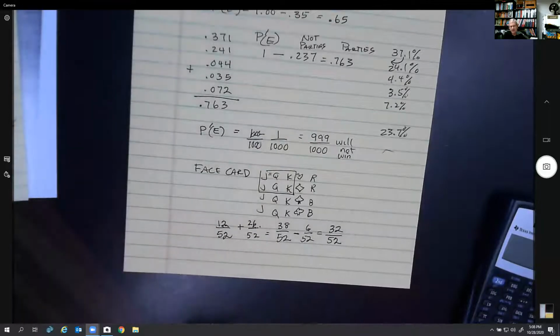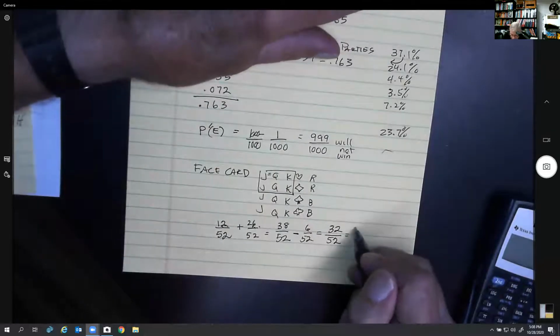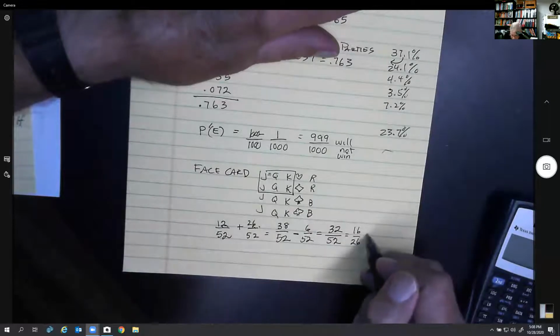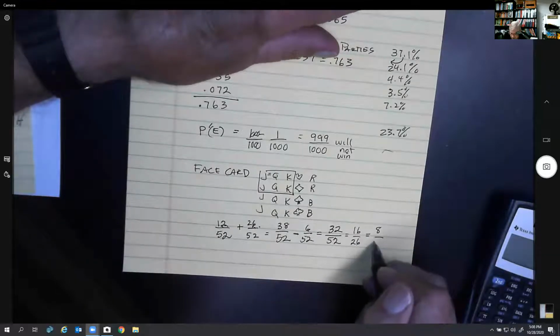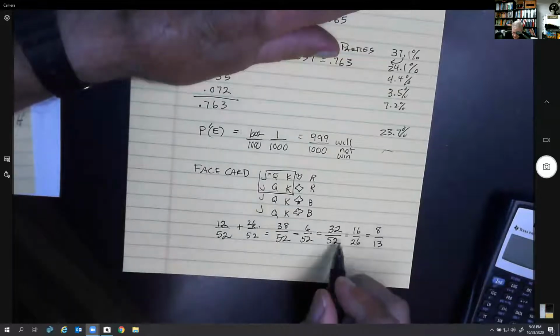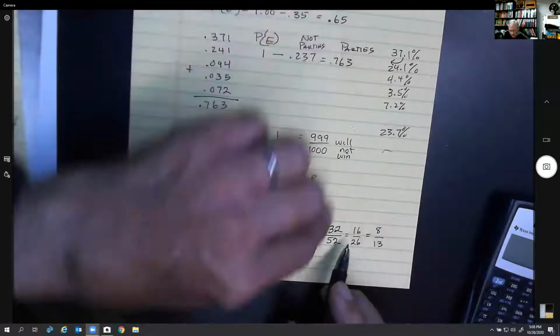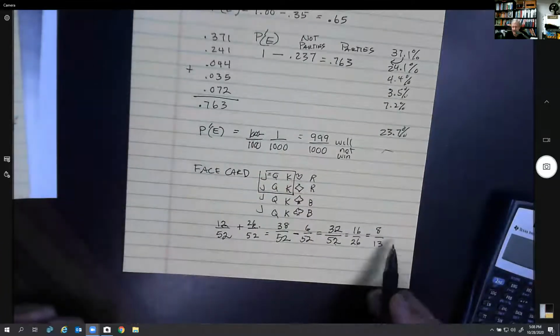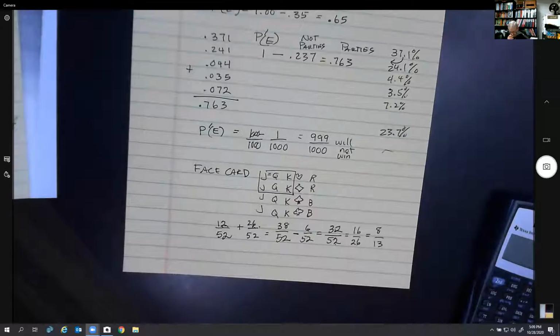Now, sometimes when we have a problem like this, we reduce it. We divide both of these by 2, and then we divide by 2 again. So sometimes if it's left as a fraction, the probability is the number of successes over the total number of outcomes. We have 8 successes out of 13. The probability of you drawing a face card or a red card at random would be 8 chances out of 13 that it would happen.